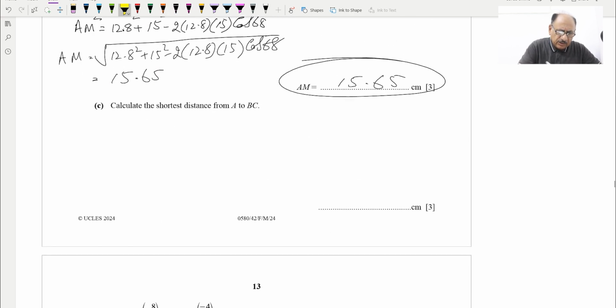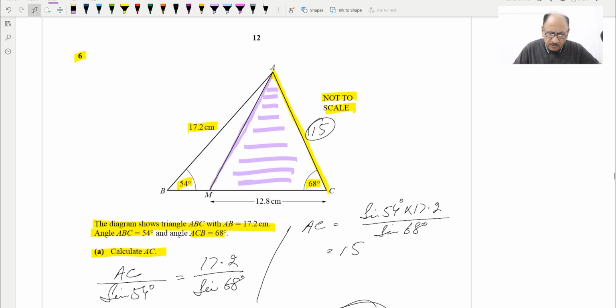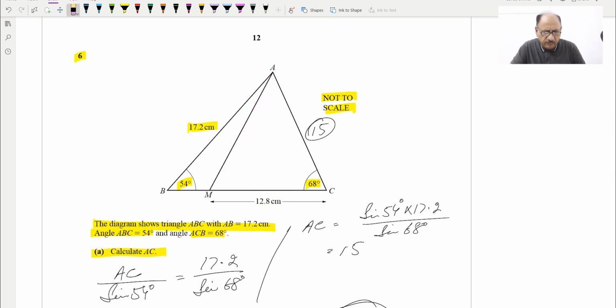And then they are saying calculate the shortest distance from A to BC. Shortest distance from A to BC will be which one? So for the shortest distance A to BC, we can draw the perpendicular line, and this will be a 90-degree angle.